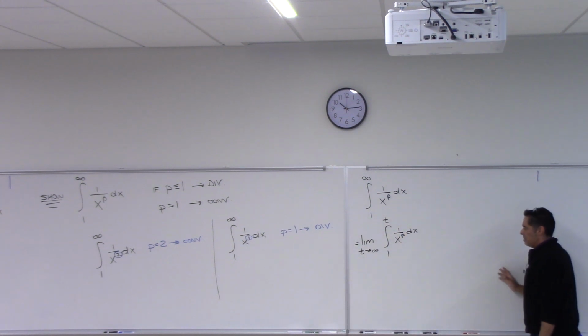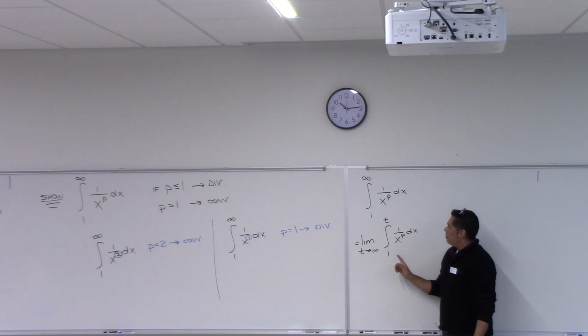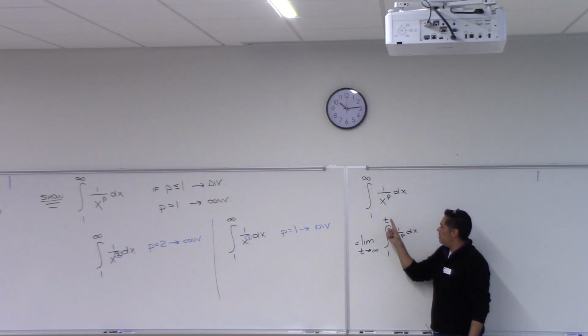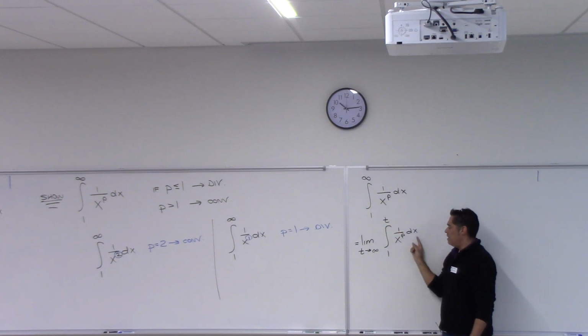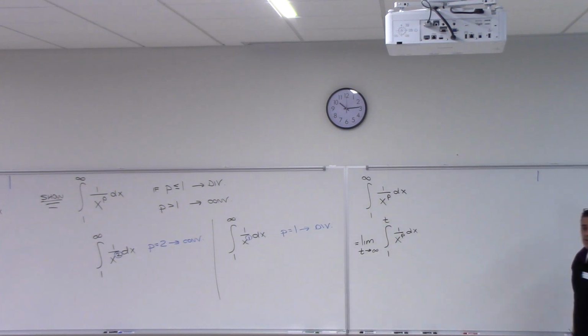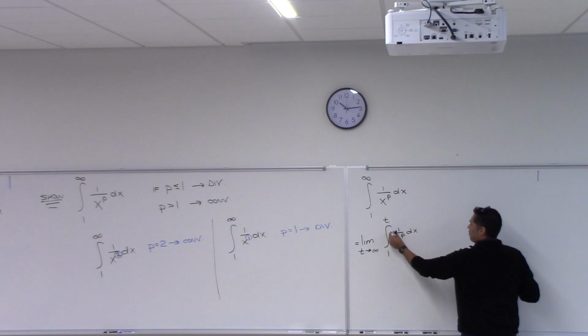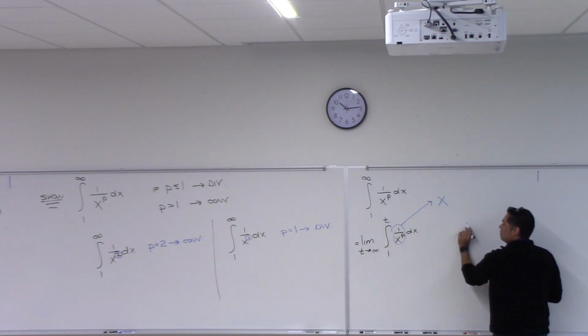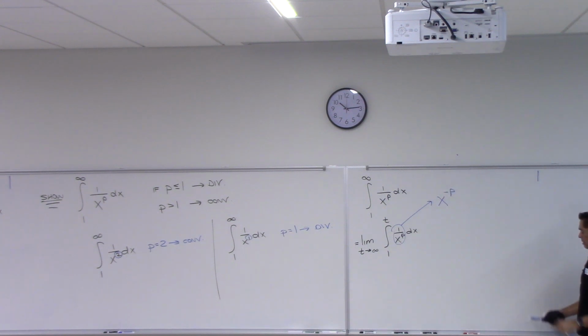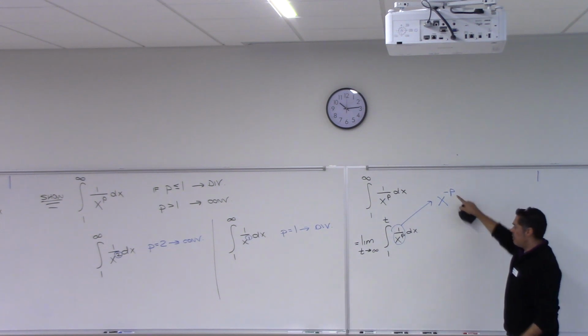Got a lot of letters in here, don't we? So we're just replacing the infinity with t. We're taking the limit as t goes to infinity of 1 over x to the p dx. Now an antiderivative. Be extremely careful here, because this really is x to what power? Negative p. And if you did the power rule on that to do the antiderivative, you'd have to add 1 to this. So let me do that.